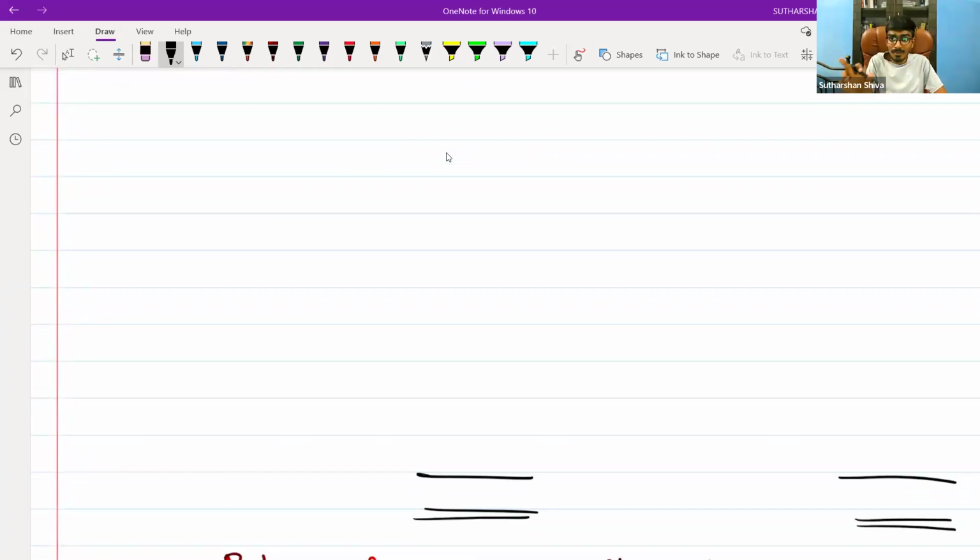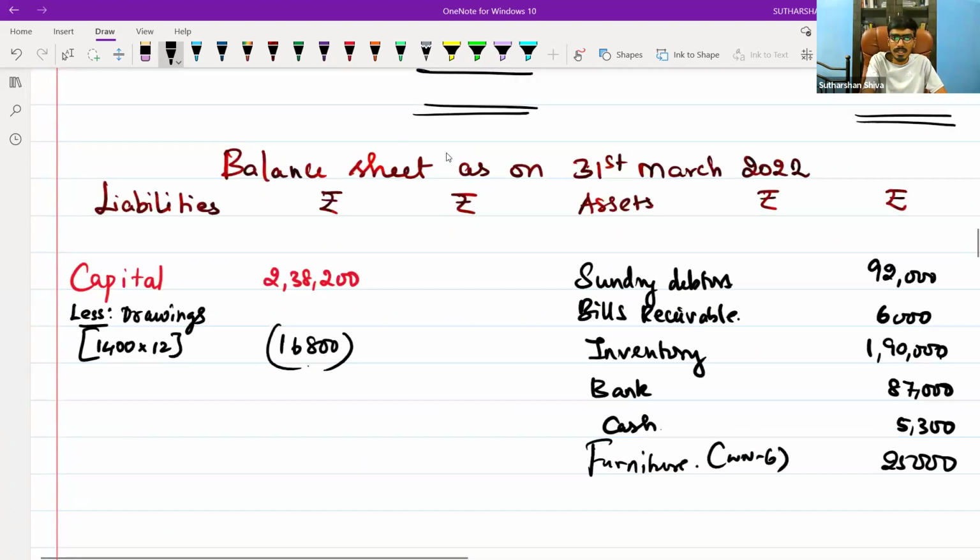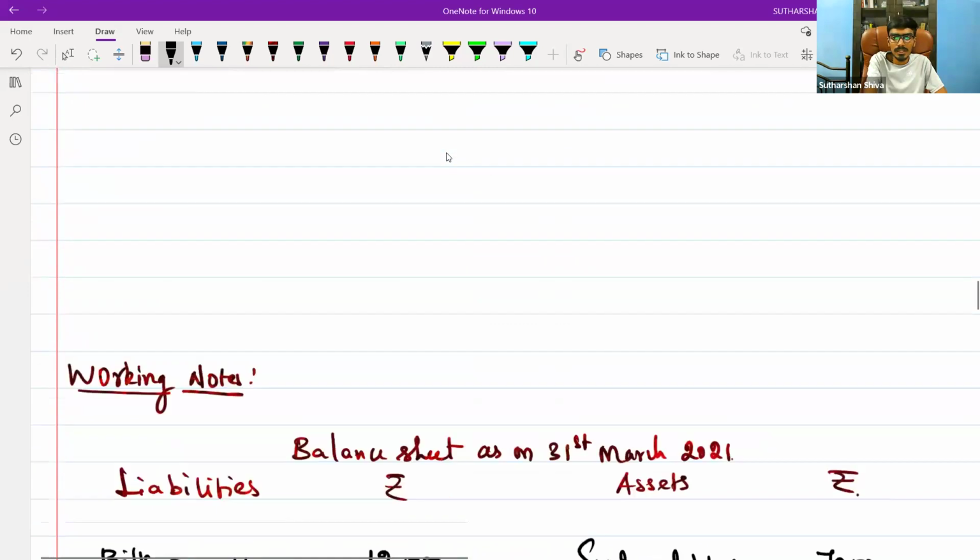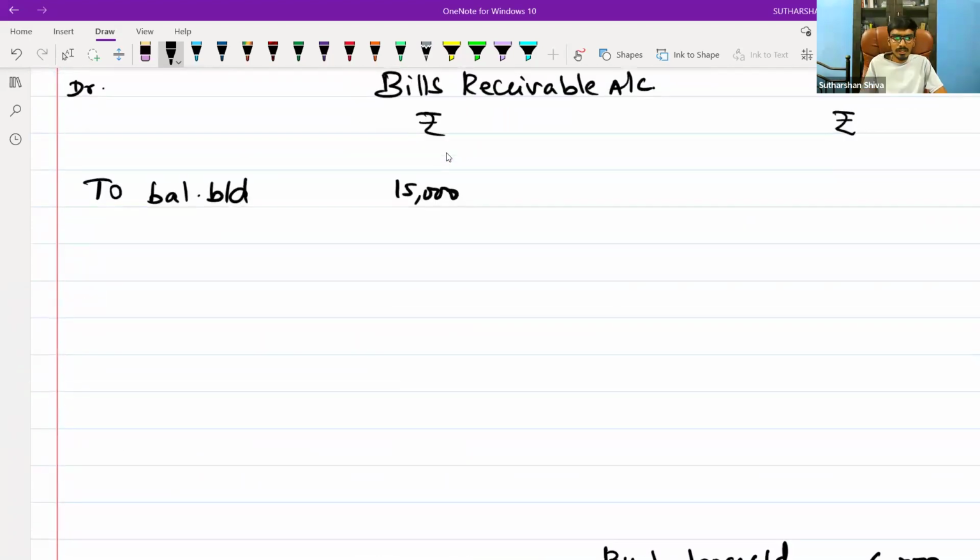It is not affecting a cash book. It is affecting a bills receivable account and a debtors account. The journal entry is as you told: bills receivable to debtors. On my bills receivable, on the debit side, I will write down to sundry debtors. On the debit side, I will write down the amount you are told.